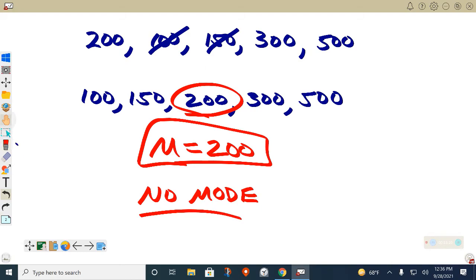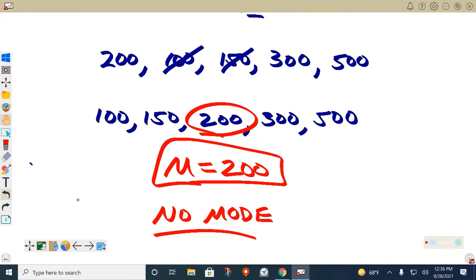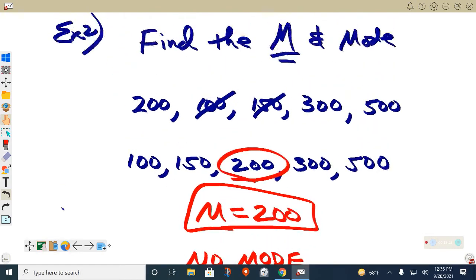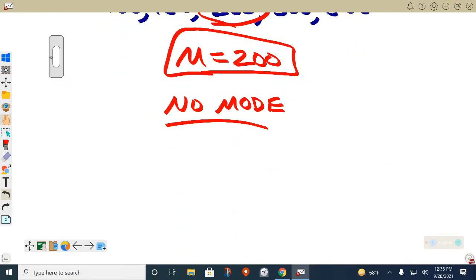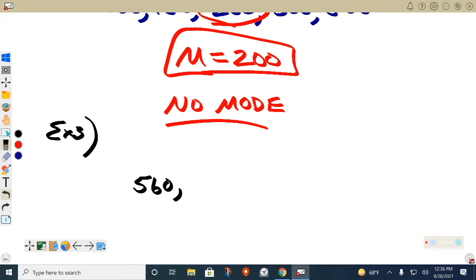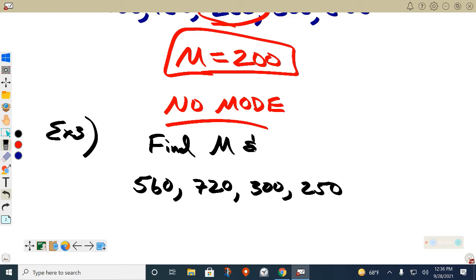One last quick example. You guys are doing awesome. Example 3. Let's go: 560, 720, 300, and 250. Let's find the median and mode. Last example. Write that down, please.